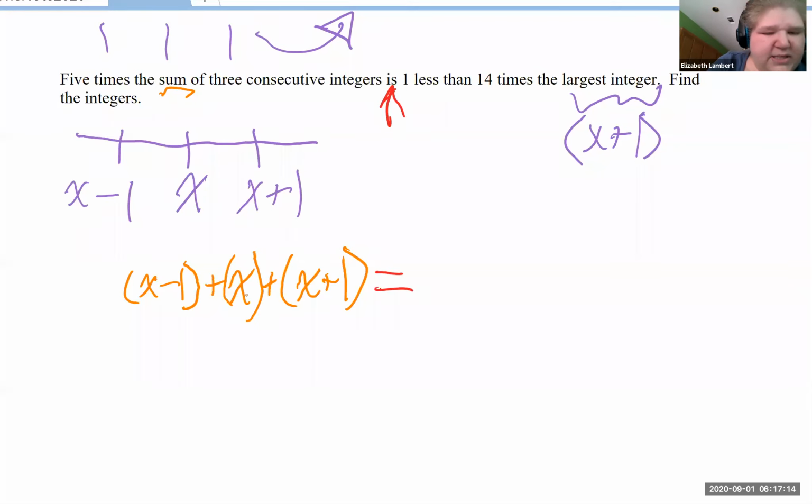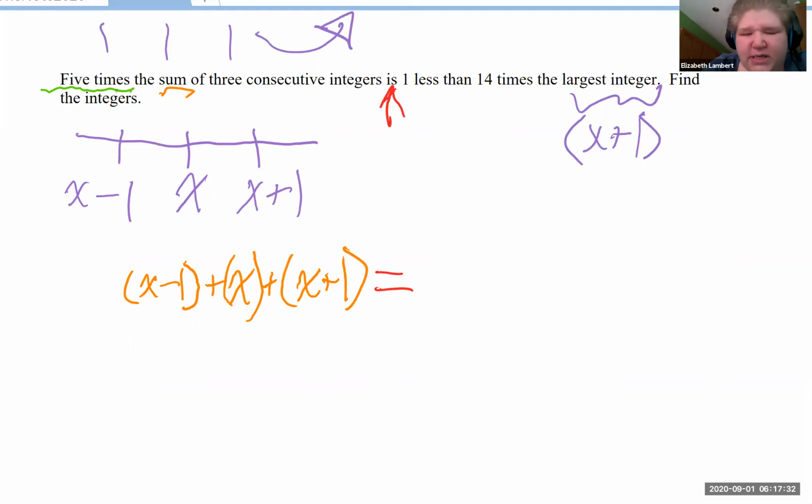I'm going to put parentheses around each of them. Now, some of you guys may be looking at that like, we don't need to do that. I know, but it doesn't hurt. And there's other problems where maybe you will. All right, so that was just the sum. We still haven't done the 5 times.